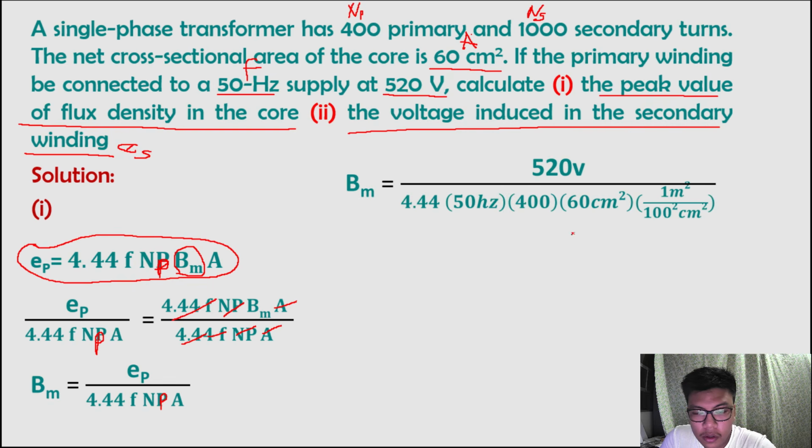So, ma-solve natin ngayon yung B sub M. So, substitution. So, yung ating E sub P, which is 520 volts, all over 4.44 times 50 Hz times 400. So, ito yung primary turns, N sub P. Then, 60 cm squared, ano? So, yun yung area. So, para saan tong part na to? So, kasi yung ating given ay cm squared, ano? So, we need to convert that into meter squared. So, 1 meter squared is equal to 100 squared centimeter squared, ano? So, sana alam yung conversion na yun, ano? So, cancel cm, matitira 1 meter squared.